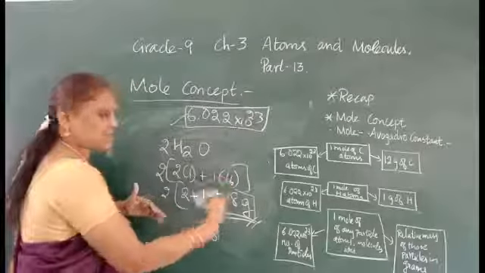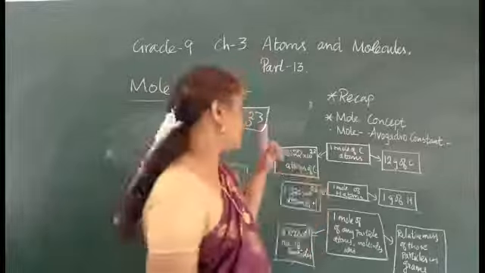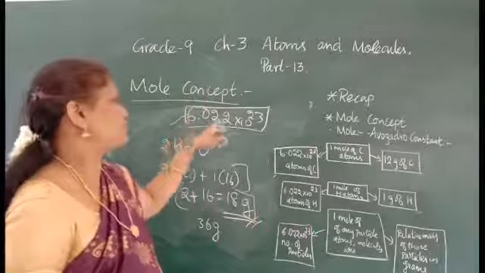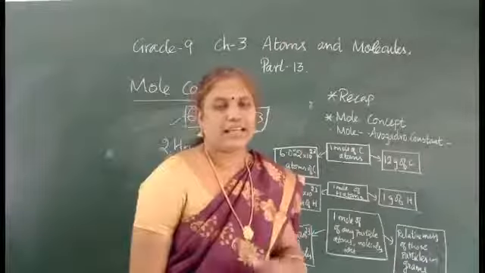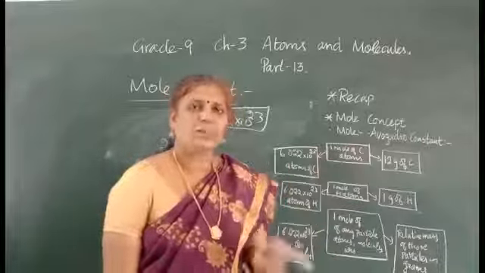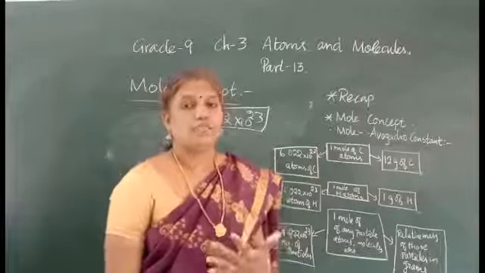3 moles means the multiples of this. So always 1 mole will have this many. If it is 2 moles, you should multiply by 2. It will be 12.044 into 10 to the power 23. Like that, the multiples will increase if the moles are more. But 1 mole will always have this. We will see the problems in the next class.